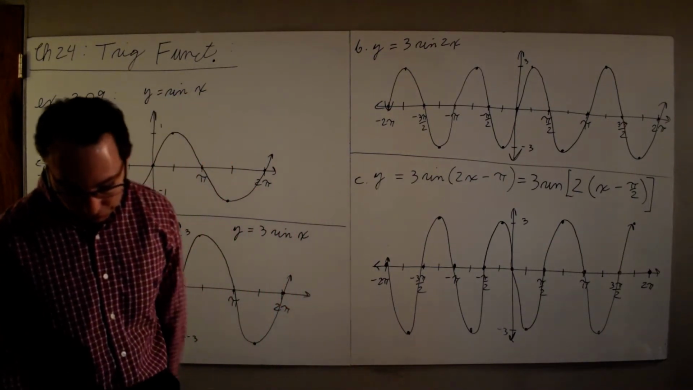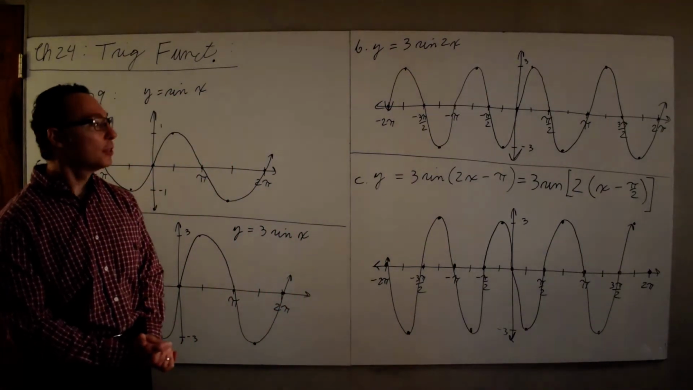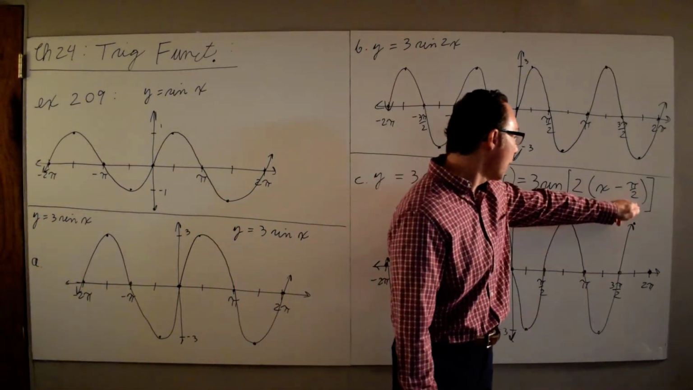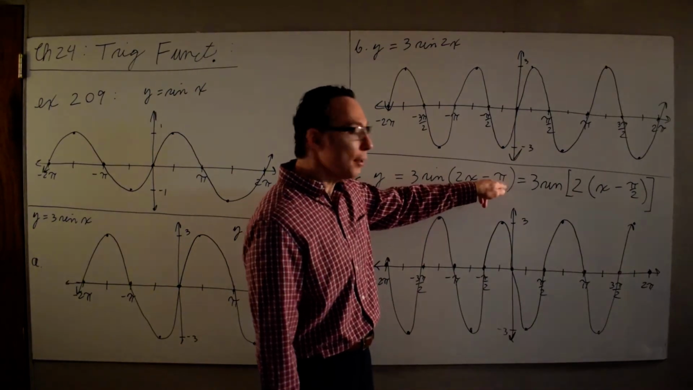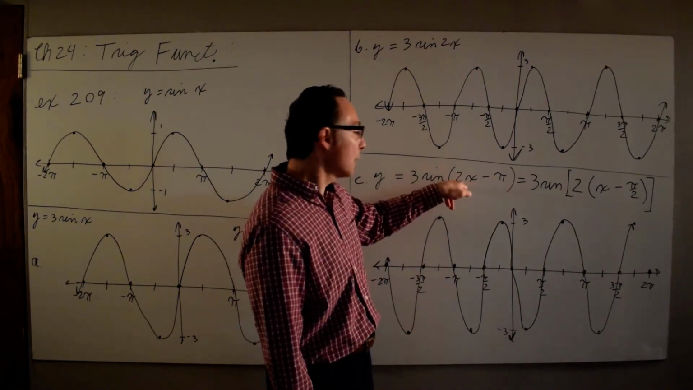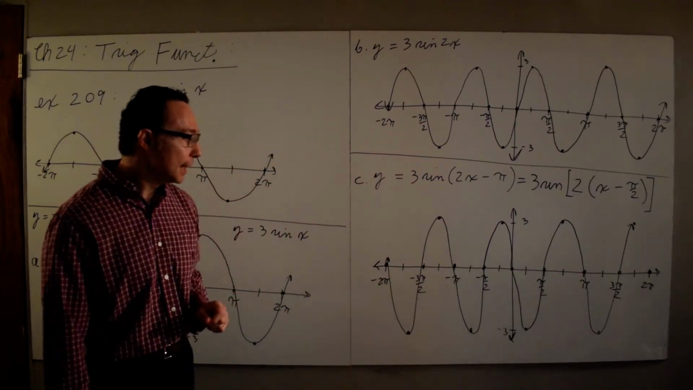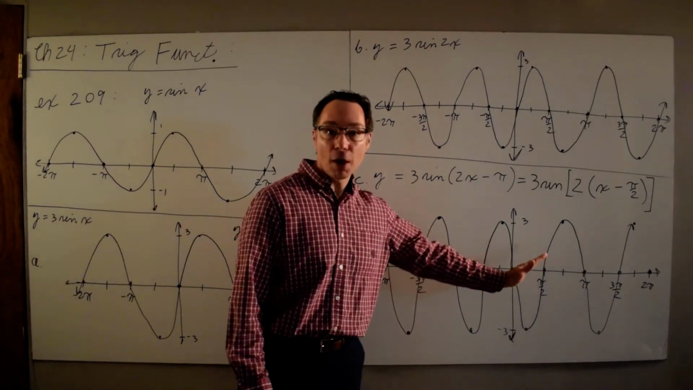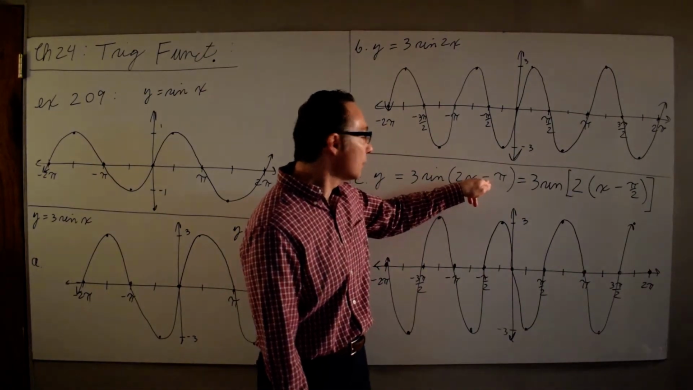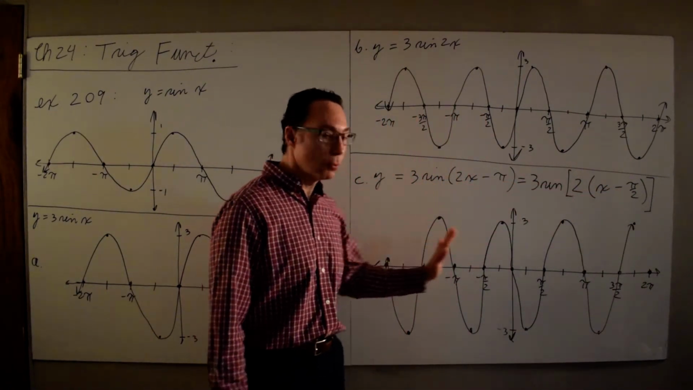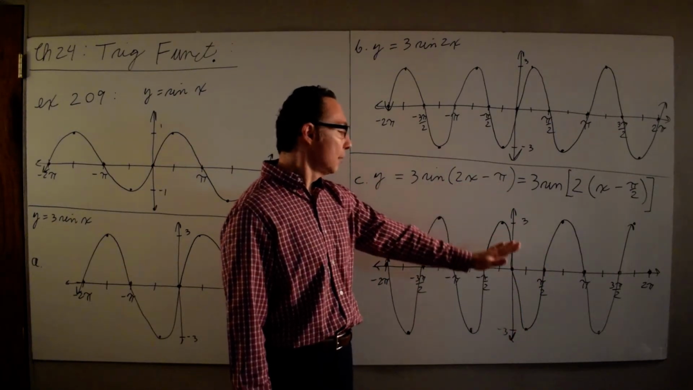The phase shift is the absolute value of c divided by b. So here the phase shift is going to be pi over 2: absolute value of c, which is pi, divided by b, which is 2. So the phase shift is pi over 2. And again, the shift might be left and it might be right, depending on this sign. In this case, we were subtracting, so our shift was right. If we were adding, the shift would be left.